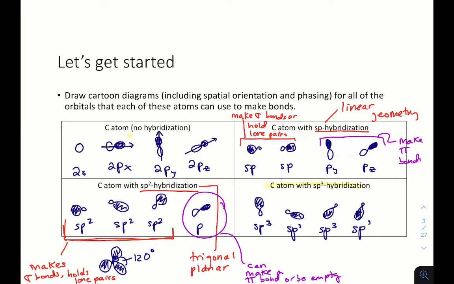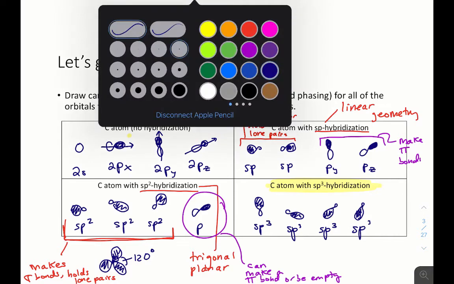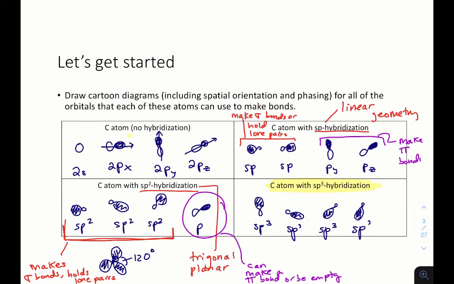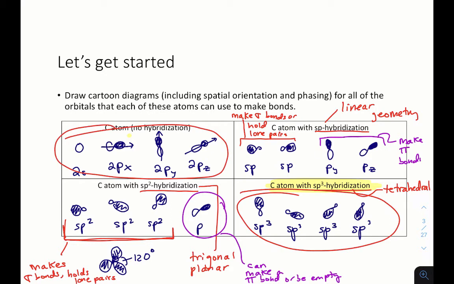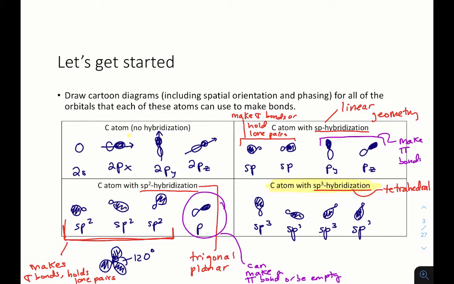Finally, we can discuss a carbon atom with sp3 hybridization. That atom will have a tetrahedral electron pair geometry. The four sp3 orbitals result from combining all four of the atomic orbitals. Combine four, you make four. If we overlaid these four sp3 orbitals, they would be at 109.5-degree bond angles from one another, explaining that tetrahedral geometry for the carbon with four electron domains.